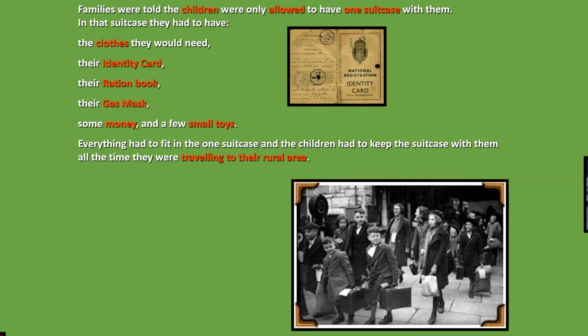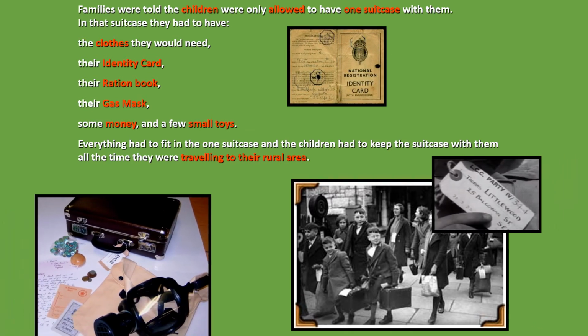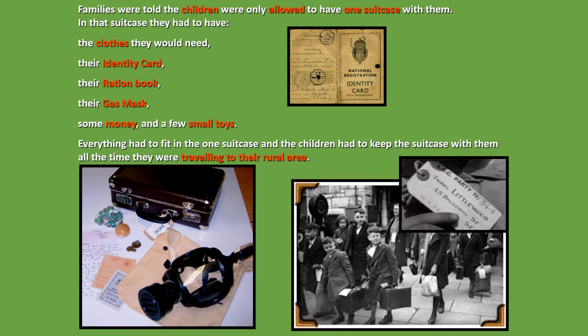So families were told that the children were only allowed to bring one suitcase with them, and in that they had to have some clothes, their identity card to say who they were, their ration book. Now we're going to talk a little bit more in depth about rationing in a couple of slides, so I'll wait for that. Their gas mask. Now they had these gas masks in case poisonous gas bombs were dropped during an air raid. Can you imagine how some of them were sitting on the train looking anxiously at their gas mask, wondering if they were ever going to have to use it?